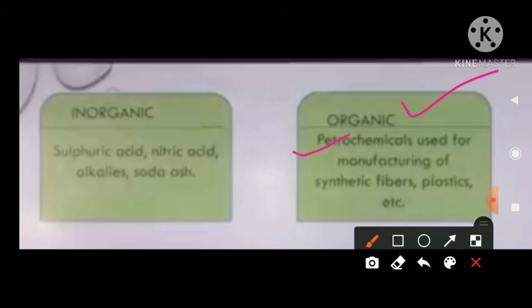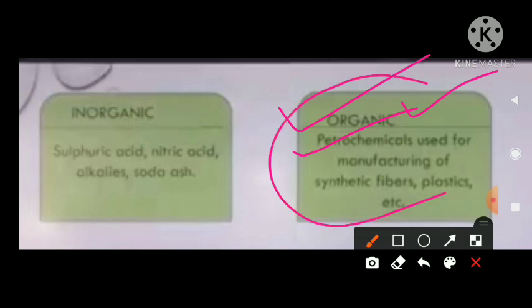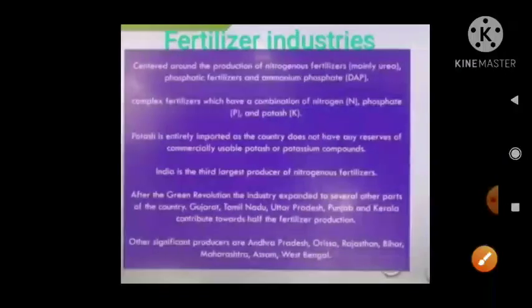Example: petrochemicals, that is, fossil fuels, which are produced by the decomposition of plants, animals, and dead decaying matter. So this is known as organic. And next is inorganic. Inorganic means everything except organic, such as acids, bases, nitric acid, alkalis, soda ash, sulfuric acid, etc.